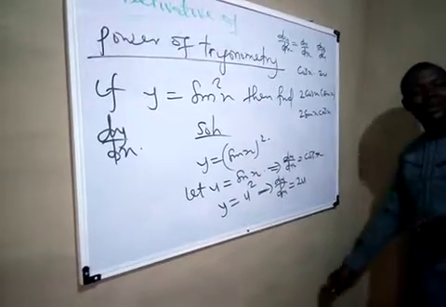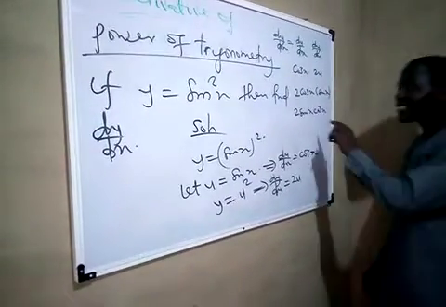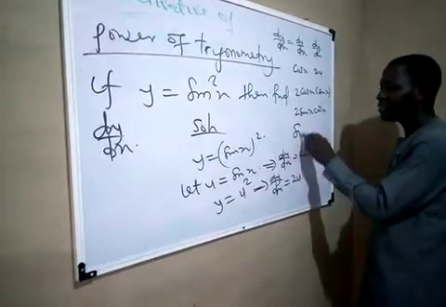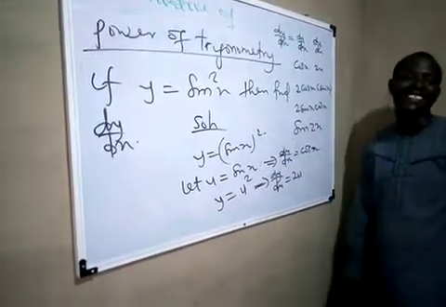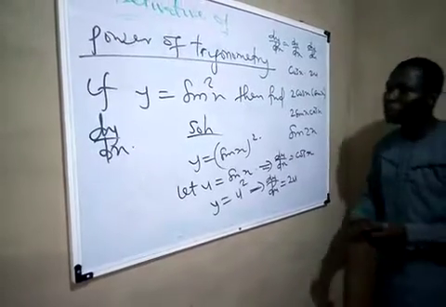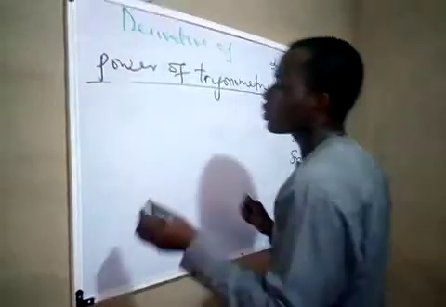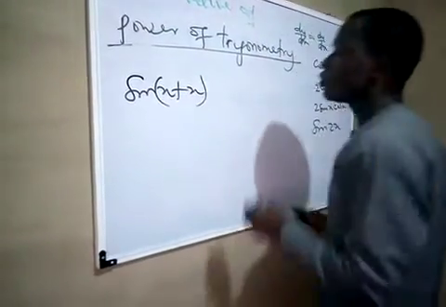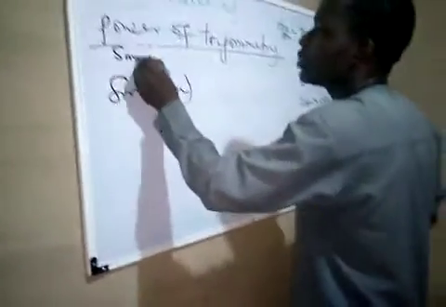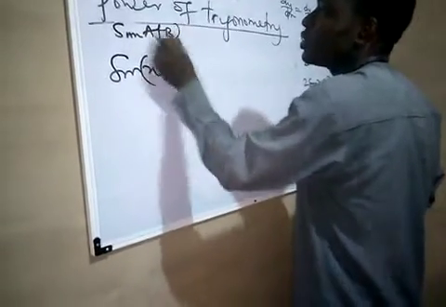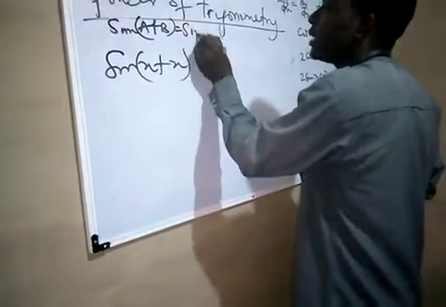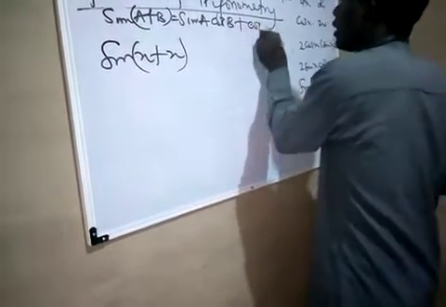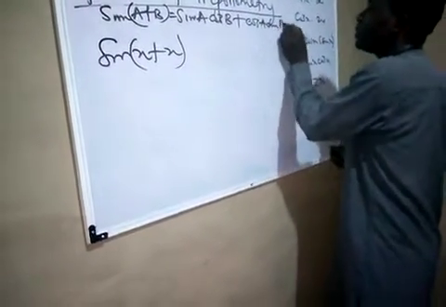So 2 sine x cos x, in trigonometry, when we are talking about 2 sine x cos x, that is the addition formula of sine 2x. Sine 2x. Let's quickly play with that. This is what you are going to have. We have sine x plus x. So if you have sine a plus b, what is it going to give us? It will give us sine a cos b plus cos a sine b.